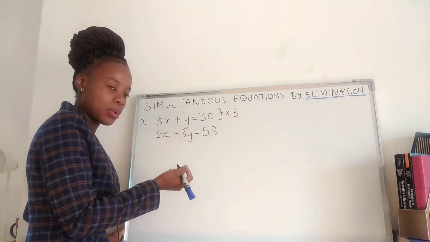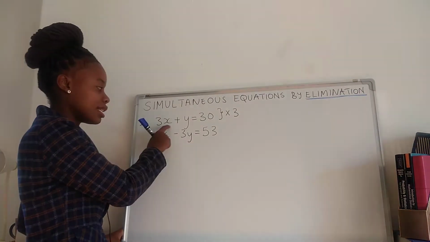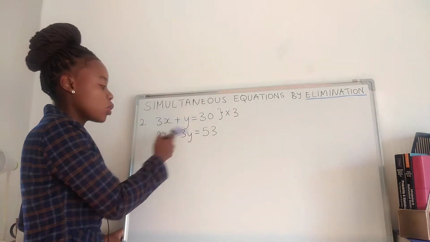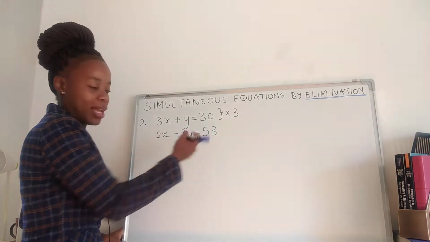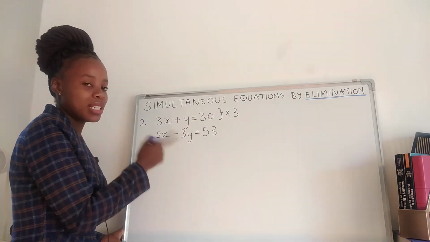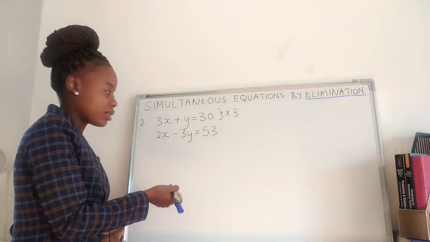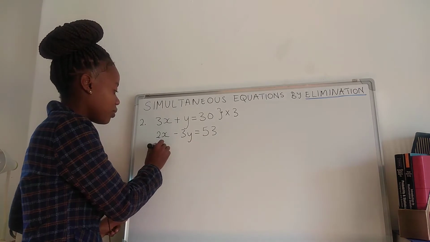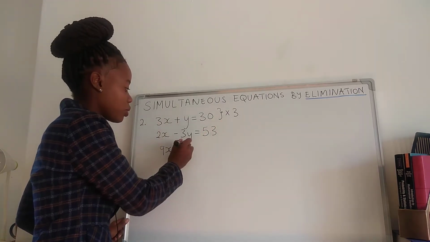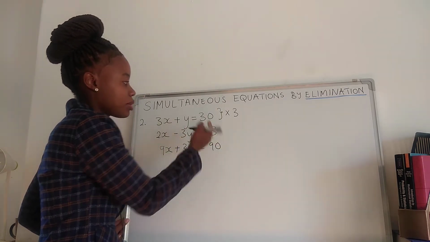I don't want to change this one, right? But if I want to eliminate x, I will have to change this one and this one. I will multiply the whole of equation 1 by 2 and the whole of equation 2 by 3, so that my x's can be the same, right? But this one I just multiply the top one by 3. So 3 times 3, we're going to have 9x plus 3 times y, we're going to have 3y equals 90. 3 times 30 is 90.